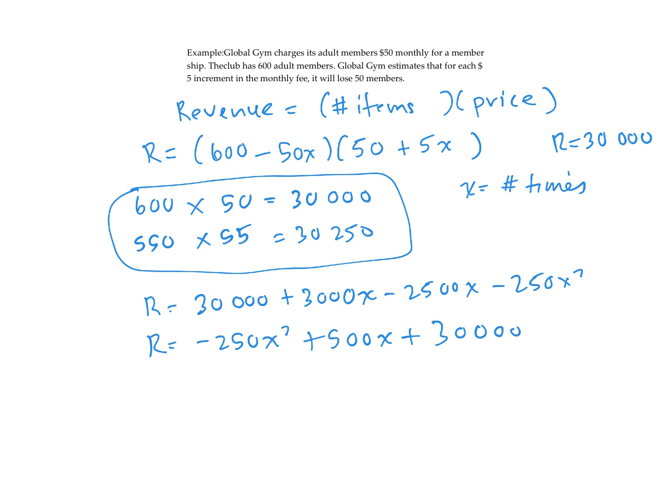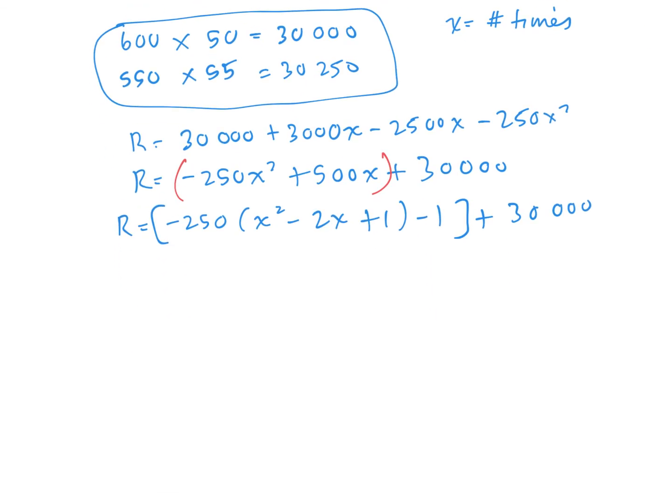So we want to complete the square to find the maximum. So we'll factor out this coefficient of negative 250. That leaves us with a negative 2x. Half of 2 is 1, squared is 1. So plus 1 will make a perfect square. Minus 1, so we don't change the equation. And then we'll leave the 30,000 at the end here. And then if we factor this quadratic, we'd get x minus 1 twice. We're going to multiply negative 250 times negative 1, which is positive 250.